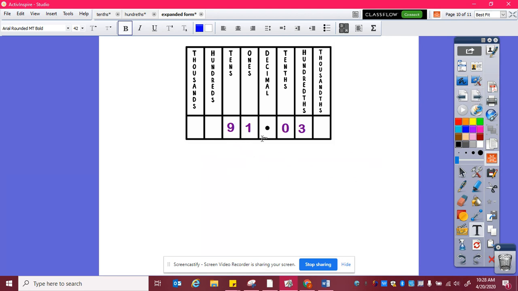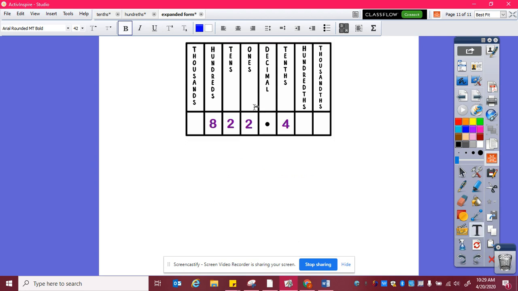Here I have 91 and 3 hundredths. So to write that in expanded form, I need to represent my tens, which is 9 tens or 90, plus my 1, plus I do not have any tenths, so just my 3 hundredths. The 91 and 3 hundredths in expanded form is 90 plus 1 plus 3 hundredths.